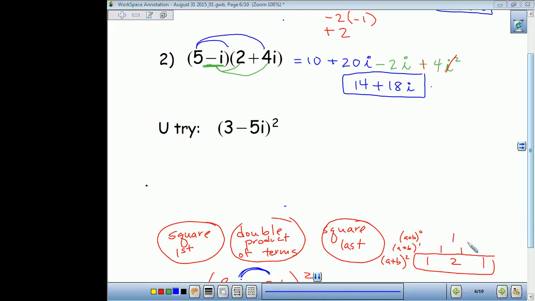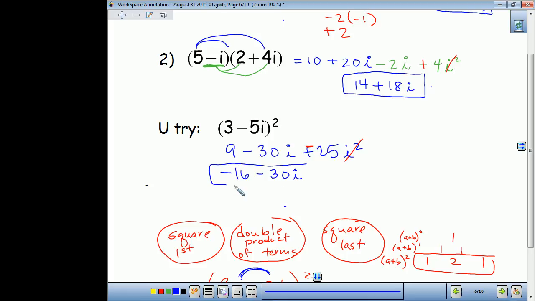All right, you're right. It is square the first, double the product of those 2 terms, and square the last. So we square the first and we get 9. The product is negative 15i. If we double that, we get negative 30i. And when we square the last, the negative 5 squared becomes a positive 25. But we also have to square that i, and squaring the i turns us right back into a negative. So we're going to combine the real parts. 9 plus the negative 25 is negative 16. So it's negative 16 minus 30i.